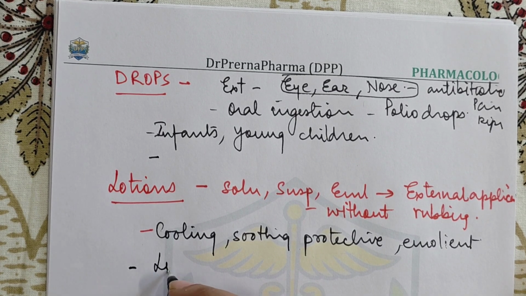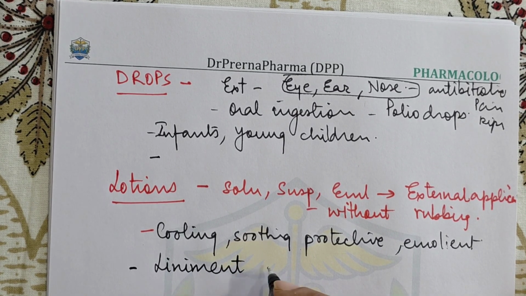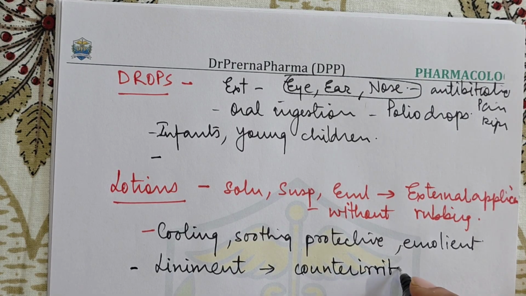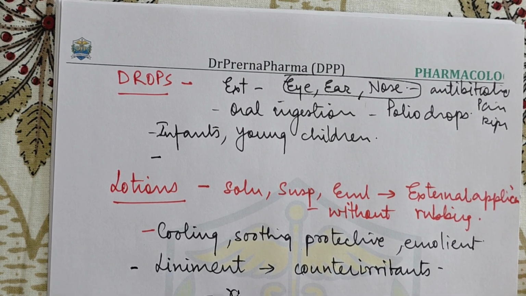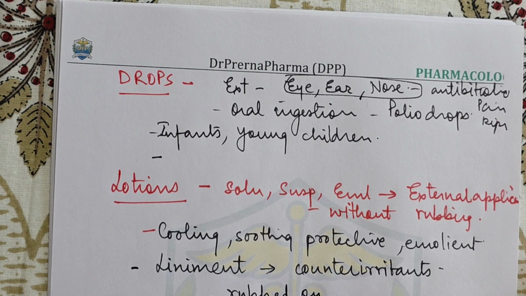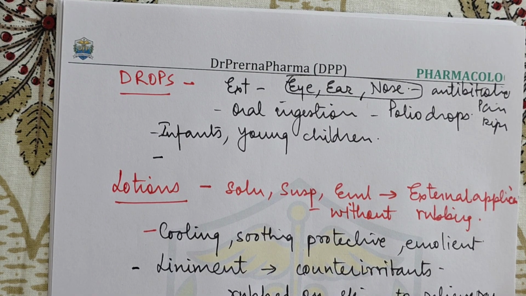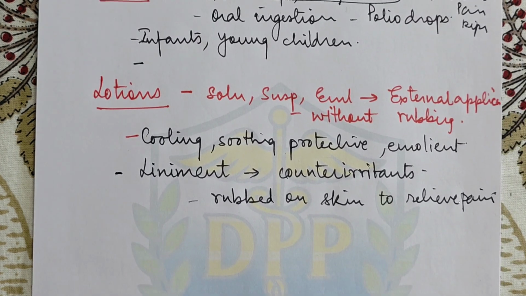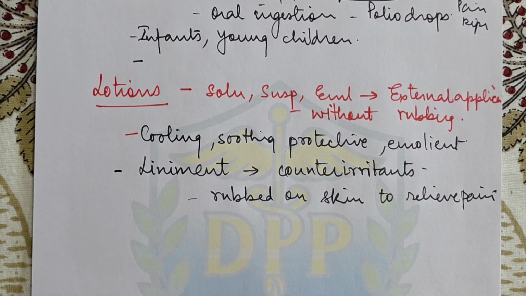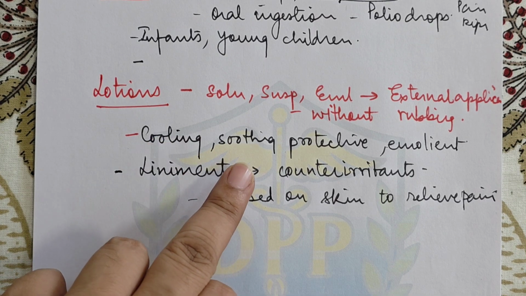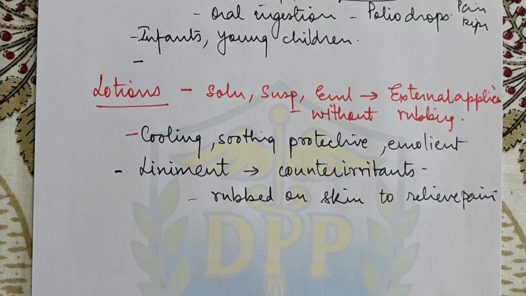And there is one more thing, liniment. Liniment is a dosage form usually made for counter irritants. They are rubbed on the skin to relieve pain. For example, if you have a headache, there is this headache balm which is rubbed on the skin to produce a counter irritant effect or rubefaction. So lotion is not rubbed and liniment is always rubbed on the skin.